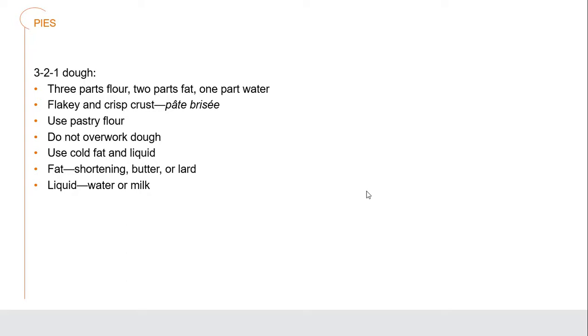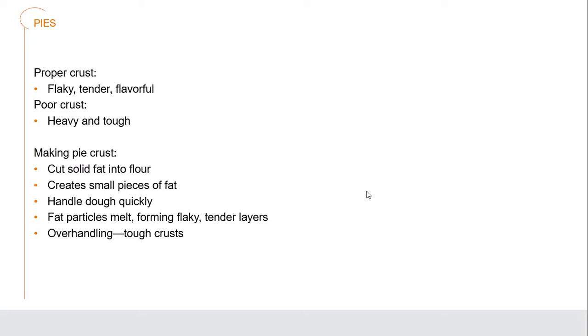So we use cold fat when we're working with this, whether we're using butter or shortening. We're using a cold fat and liquid. The fat is, like I said, generally shortening, butter, or lard, and it can be a combination of these as well. And then the liquid is generally milk or water. So a proper crust should be nice and flaky, tender, and flavorful. A crust which hasn't worked out the way we wanted it to be is heavy and tough, and generally has shrunk in the oven as well.